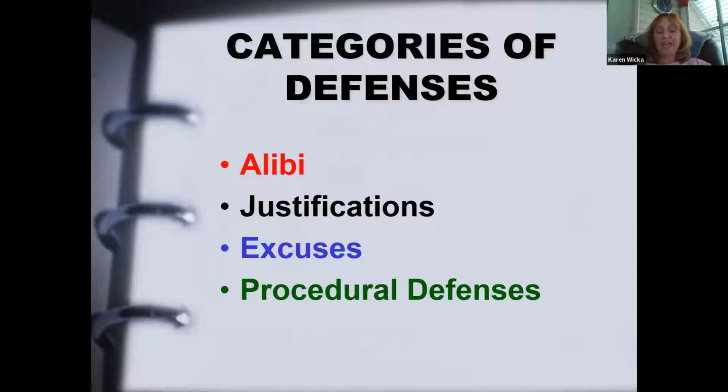So justification defenses are, I did it, but I was justified in doing it. So you actually admit that you did it, but you were justified. Excuse defenses are, I did it, but I have a valid excuse or reason why I did it that excuses my behavior. And then procedural defenses could be that I did it, but you didn't follow the proper constitutional procedures, and therefore you can't hold me responsible.